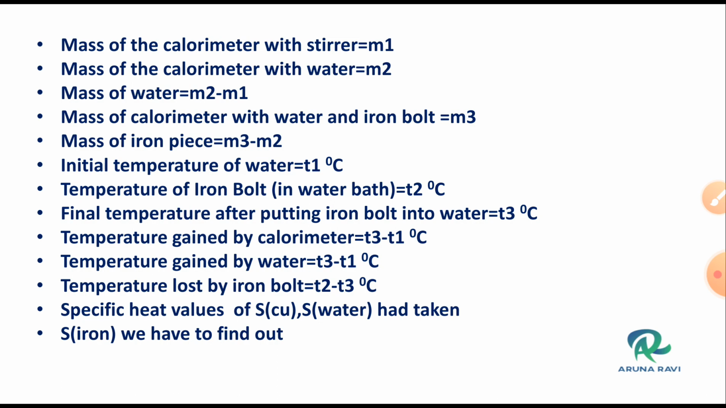We have to know the specific heat values of copper. Copper's specific heat is well known, and the specific heat of water is 1 in the CGS system. By using these two specific heat values, we are going to calculate the specific heat of the iron bolt.